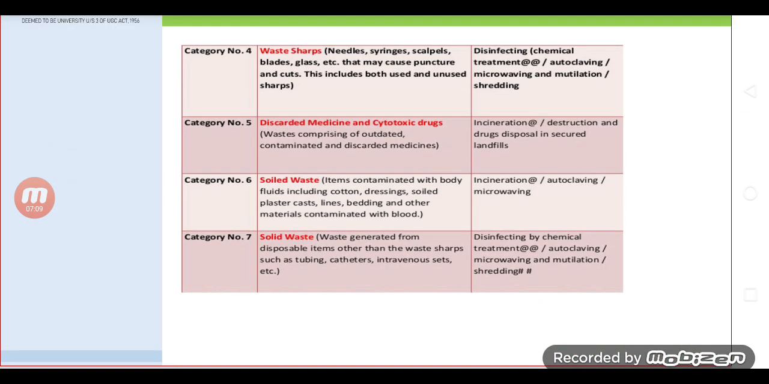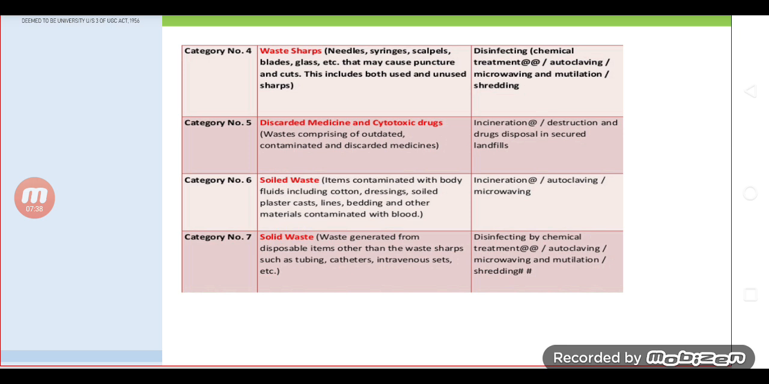Next, category number 4, which is waste sharps. That includes needles, syringes, scalpels, blades, glass, etc., that may cause puncture or cuts. This includes both used and unused sharps. It will be disposed by disinfecting, such as chemical treatment, autoclaving, microwaving, shredding.